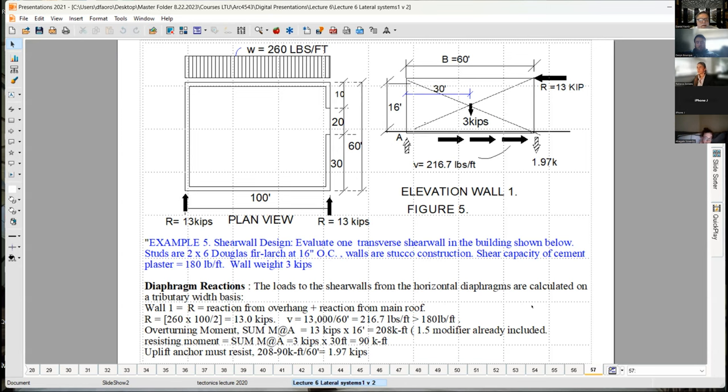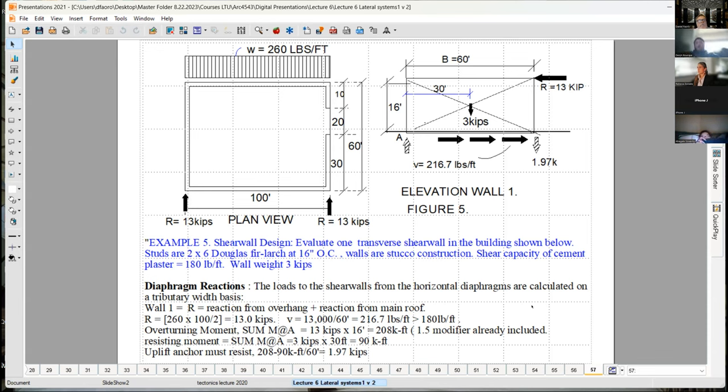The cement plaster on the outside as the finish is only 180 pounds. So this isn't necessarily an indication that the shear wall would fail, but it's certainly an indication that the finished material on the outside can't withstand that force. So it's going to be cracking, and we have a problem with the finished material not being acceptable.